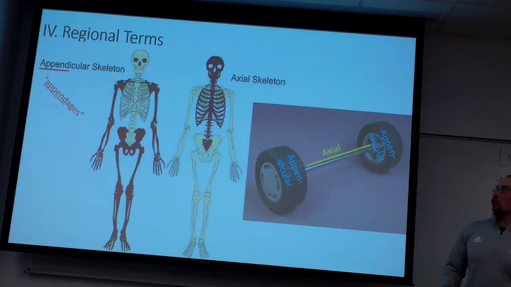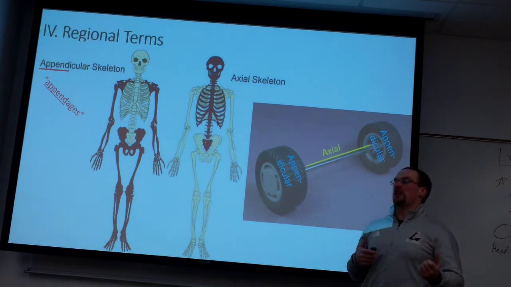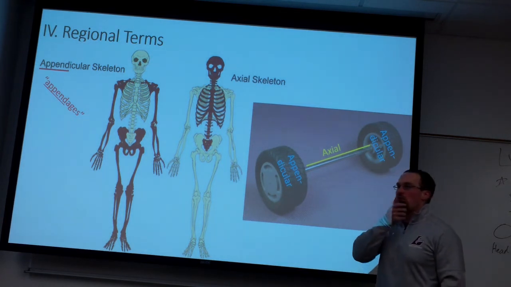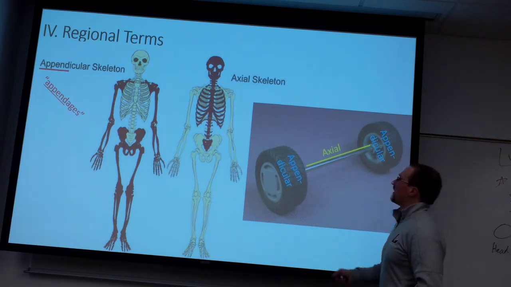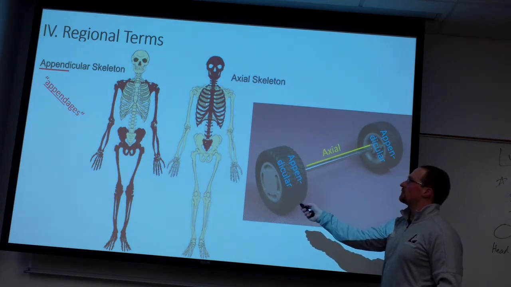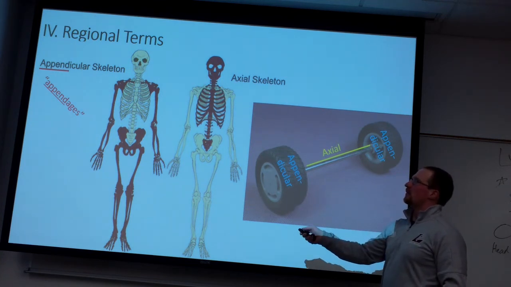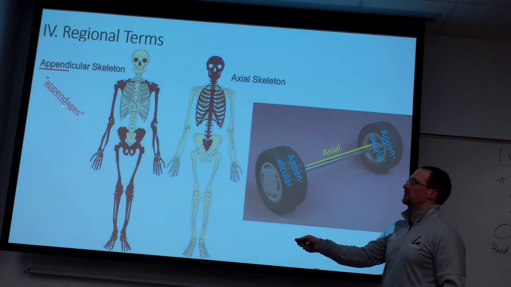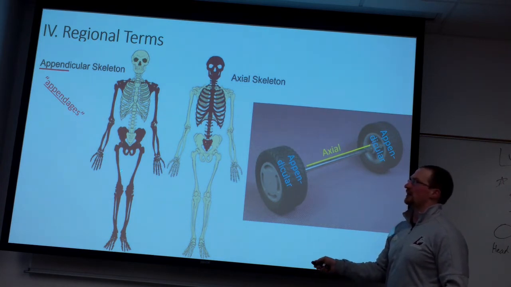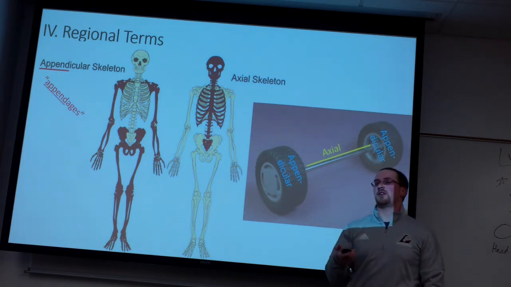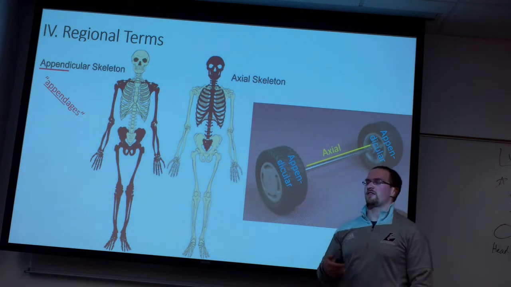All right, next what we got are regional terms. These are different parts of the body, different locations. Let's start off with two parts of the skeleton. You've got the axial skeleton, which is made up of the head, neck, ribs, and spine. Then we got the appendicular skeleton, which are your appendages. Notice they're very similar. Appendicular, appendages. Those refer to your arms and your legs. And essentially, these two portions of the skeleton refer to different purposes, different parts.